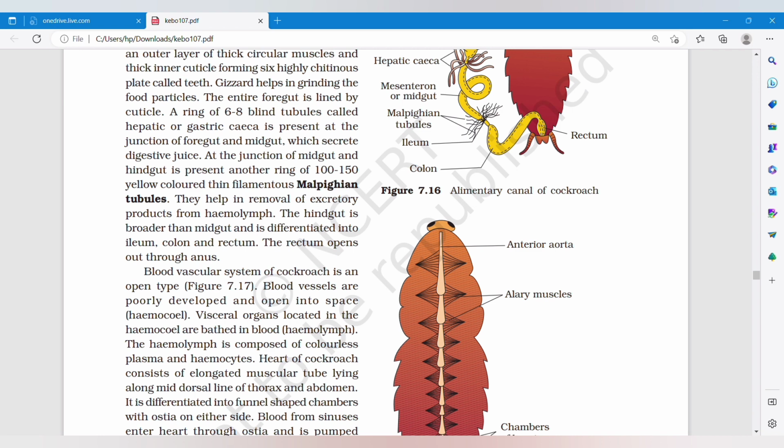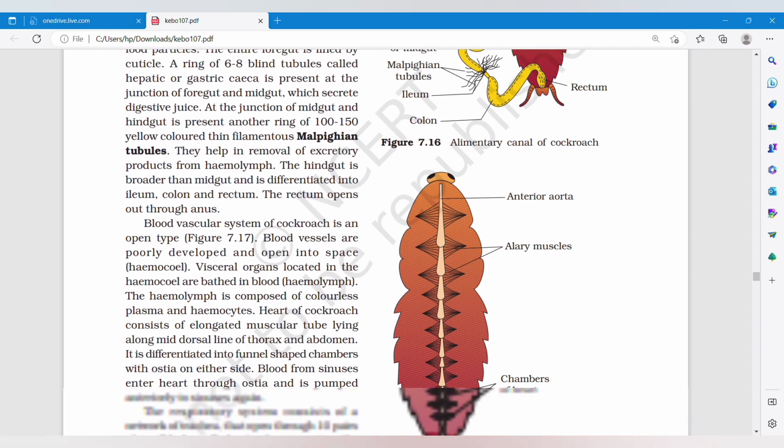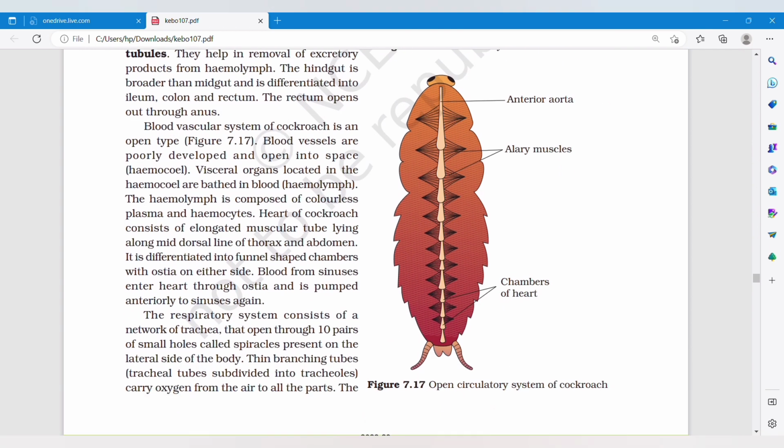The rectum opens out through the anus. The blood vascular system of cockroach is of open type. Blood vessels are poorly developed and open into spaces, that is hemocoel. Visceral organs located in the hemocoel are bathed in blood, that is hemolymph. The hemolymph is composed of colorless plasma and hemocytes.